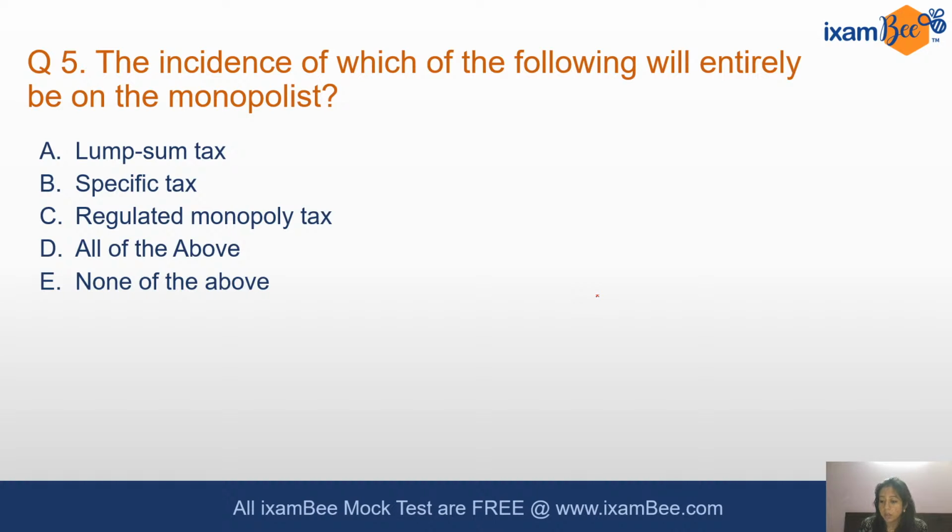No, it's not D. Deepak, yes, it is actually A. Can anybody of you give me the reason why it is actually A? Why is it the lump sum tax? Why not a specific tax?